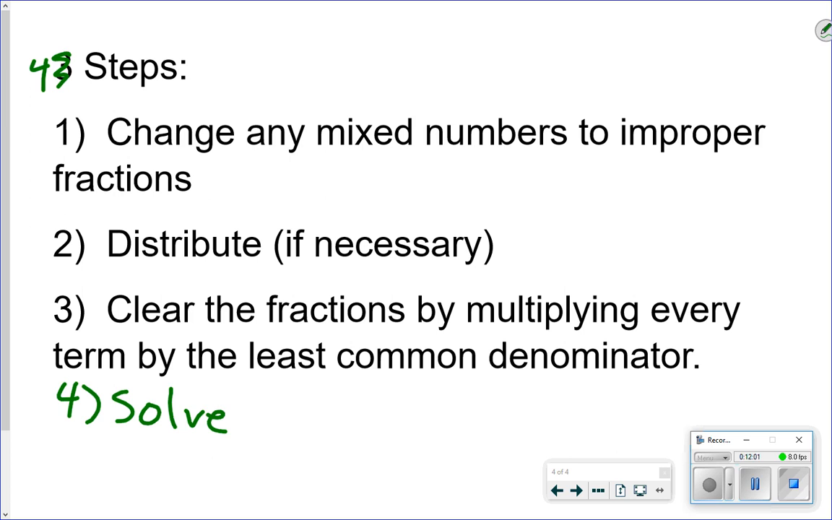It's the simplest and most efficient way to solve these big complex equations that have a bunch of fractions in them. So practice this a little bit and let me know if you have questions.